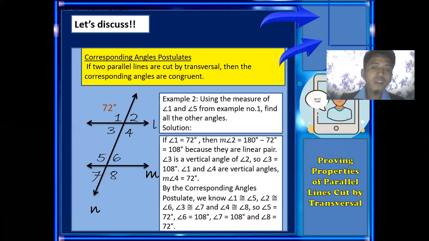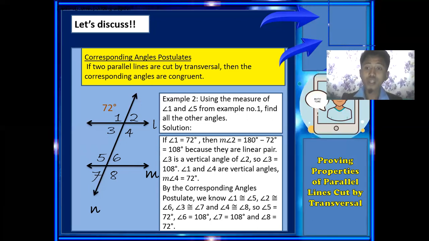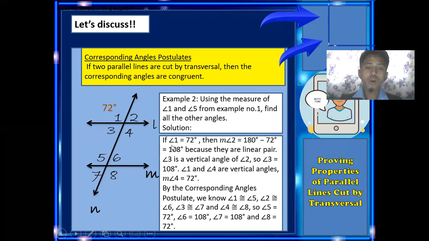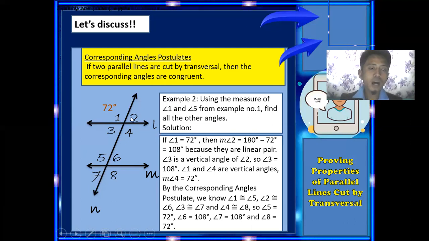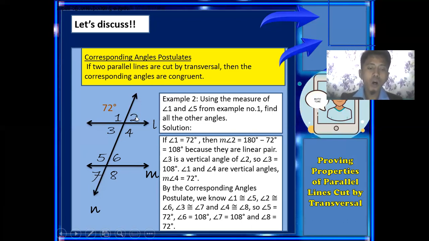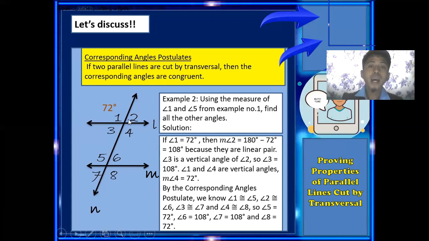Okay, let's have this example number 2. Using the measurement of angle 1 and angle 5 from example number 1, which is 72 degrees, find all other angles. If the measurement of angle 1 is 72 degrees, what is the measurement of angle 2? What do you observe in these two angles, angle 1 and angle 2? They are linear pairs, right? And linear pairs are supplementary angles.